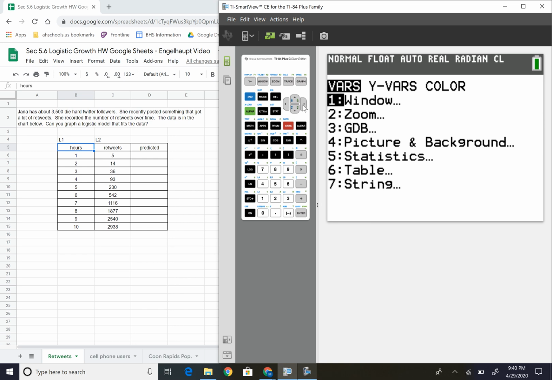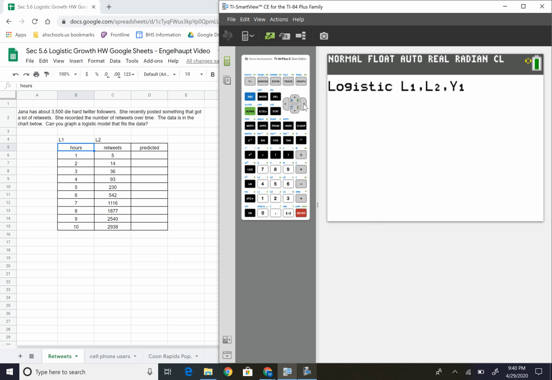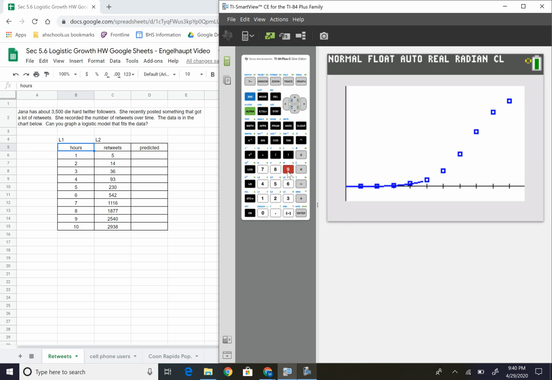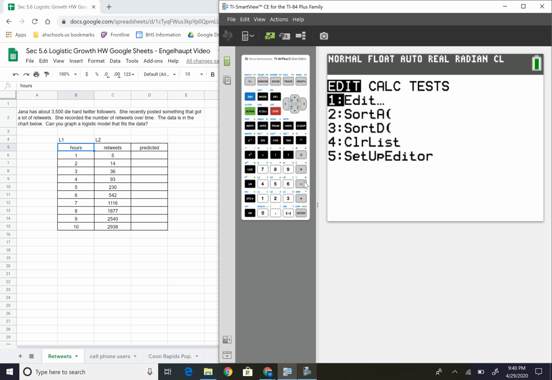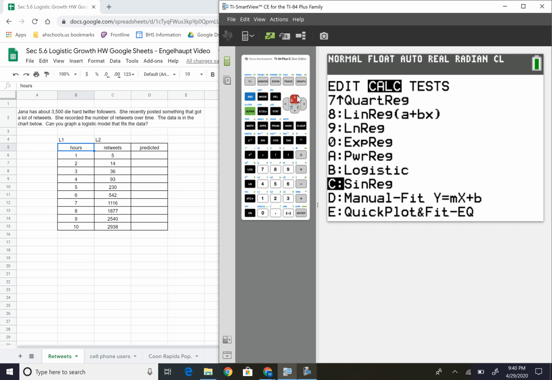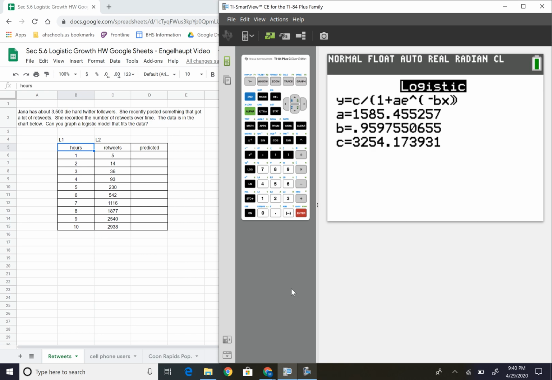So vars, over to y-vars, enter on function, enter on y1, calculate. I've already got my scatter plot on, so I can do a zoom 9, and we can see we have a perfect fit. And of course we do here, I made this problem up. But how do we get this logistic equation into Google Sheets if we wanted to work with it? Well, let me take a quick picture of that and I'll show you.